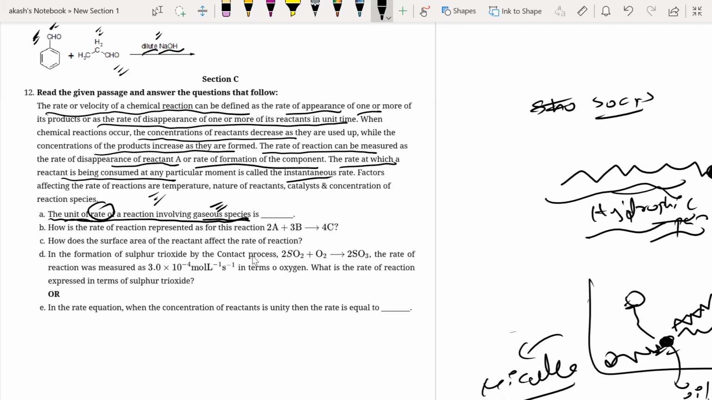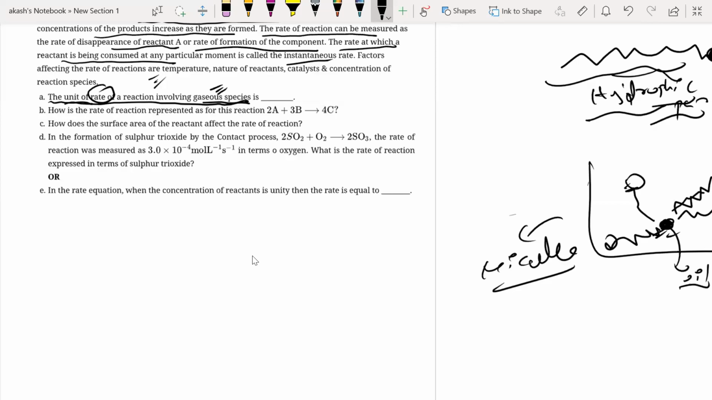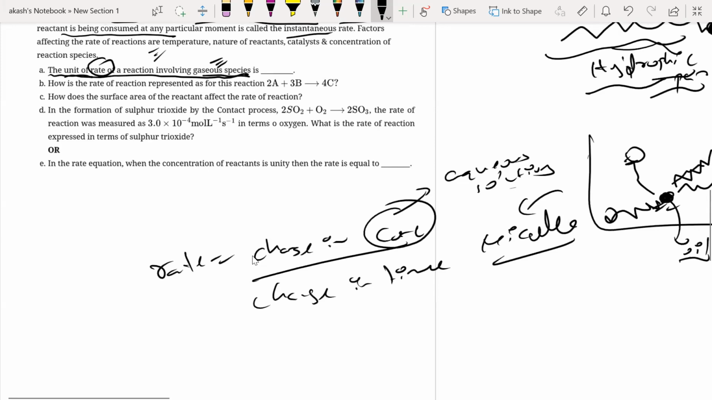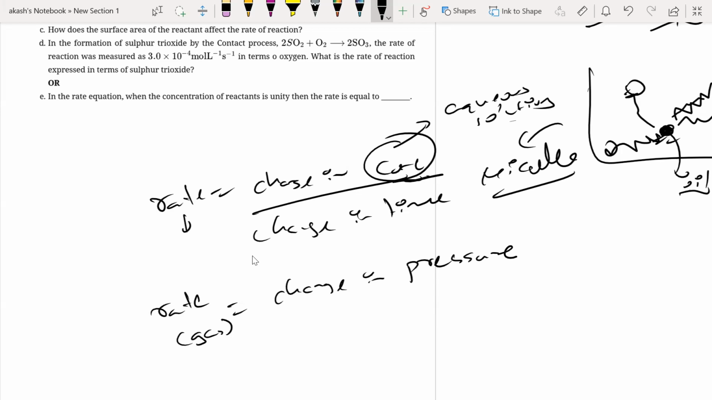If all of the reactants involved are gases, generally we write rate as change in concentration divided by change in time. That is how we generally represent it. But concentration I can have when I have aqueous solutions. If I have gases, what is going to happen? It doesn't make sense to speak of concentration of nitrogen gas or concentration of hydrogen gas. What will make sense? Instead of concentration, what should I use for gases? Pressure. Exactly. So this is for aqueous solution. The rate for gases would be change in pressure divided by change in time.